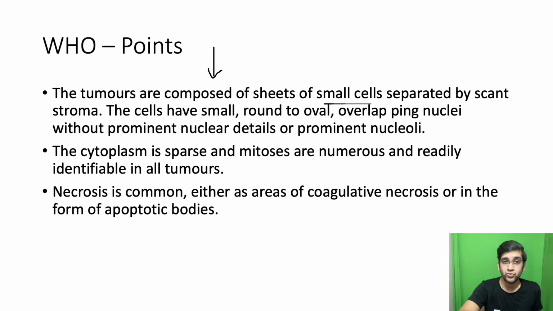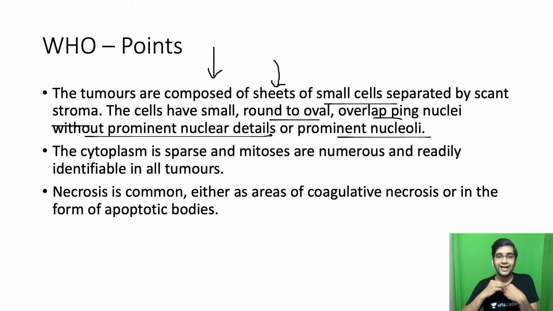The tumors are composed of small cell sheets. That's one thing. See, when you take a urothelial lesion, you can have a glandular differentiation, you can have a squamous differentiation, you can have a neuroendocrine differentiation as well. Squamous might not make much of a difference for me in the prognosis, but neuroendocrine definitely. Small cells separated by very scant stroma. Yeah, we had lots of packed cells, right? The cells have small oval nuclei, overlapping nuclei, without prominent nuclear details or prominent nucleoli, right? As I said, it was hyperchromatic, so completely dark chromatin, maybe occasionally salt and pepper nature.